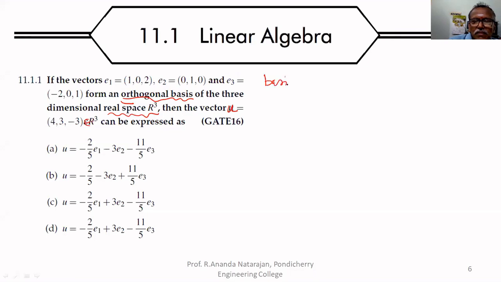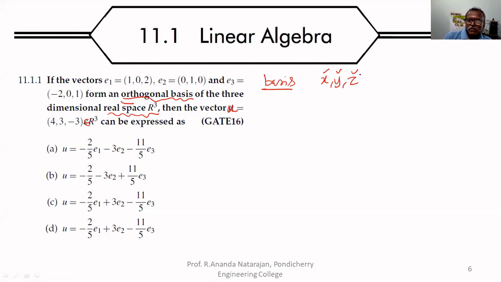A basis means it is the basic element required to represent something. Suppose we say the dimension of a room is x, y, z: x is length, breadth, and height. It means we know that x, y, z are mutually perpendicular. That's why we say x, y, z. If they are not mutually perpendicular, we won't say in terms of x, y, z.